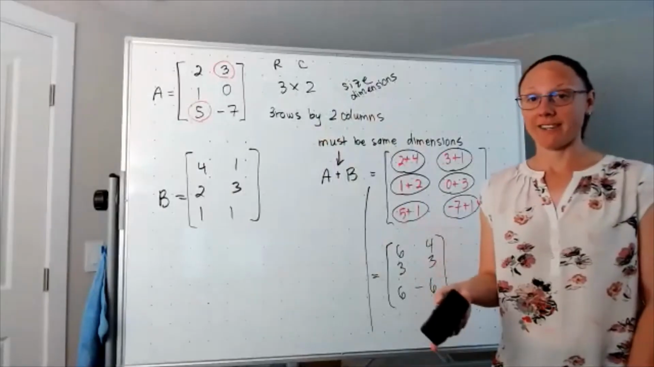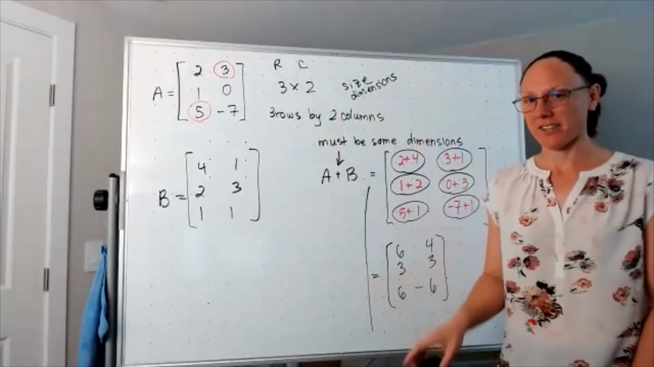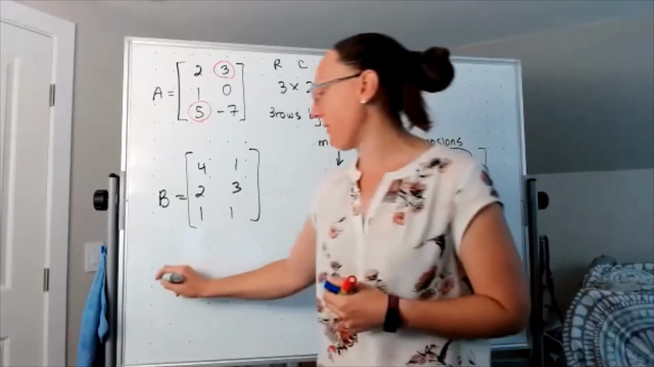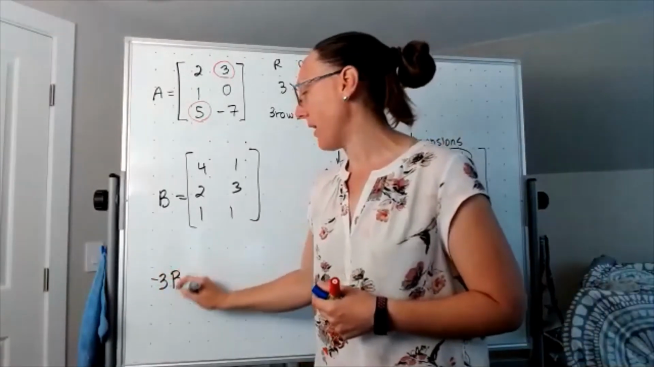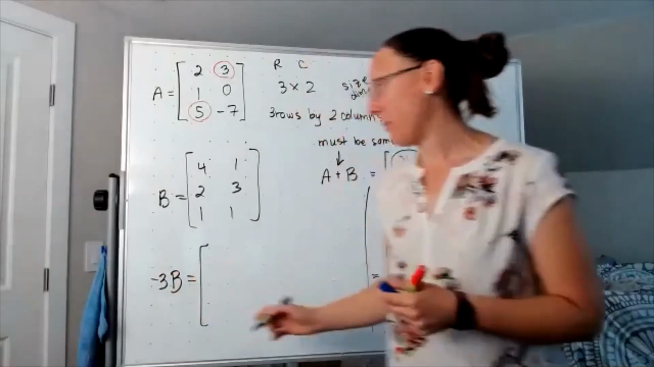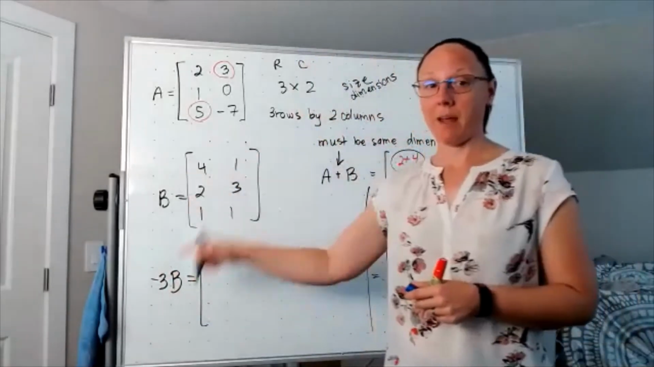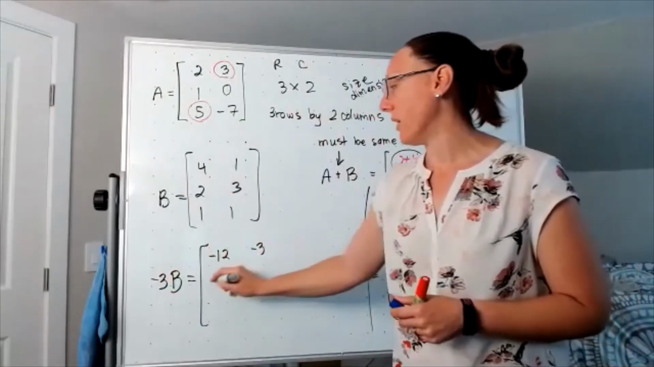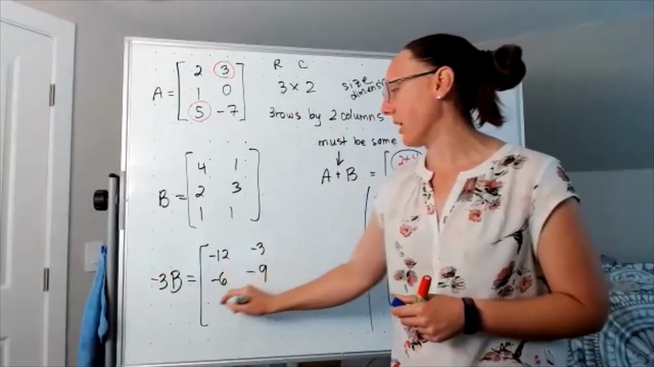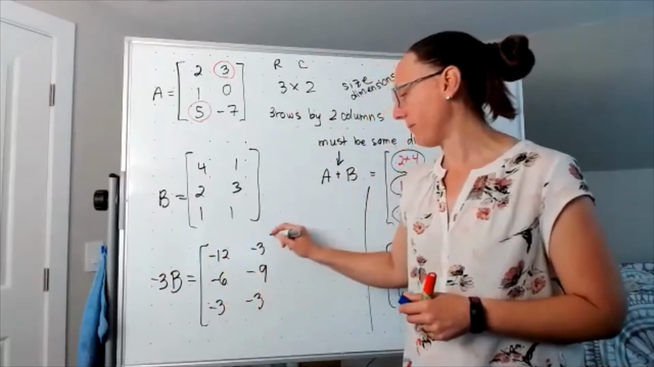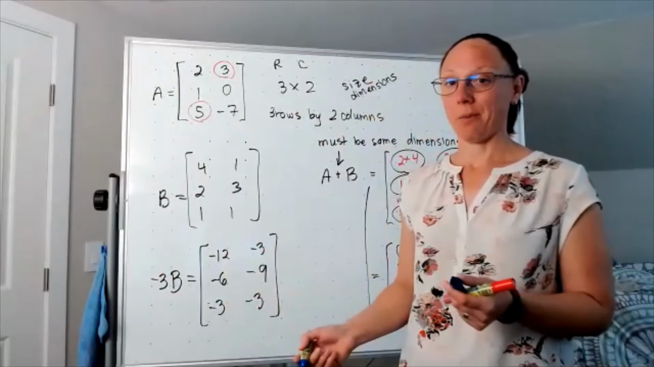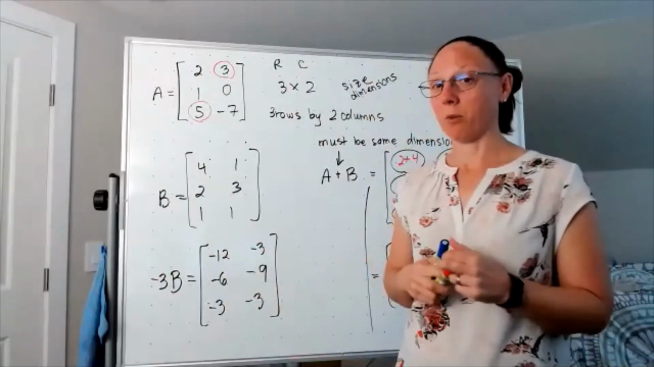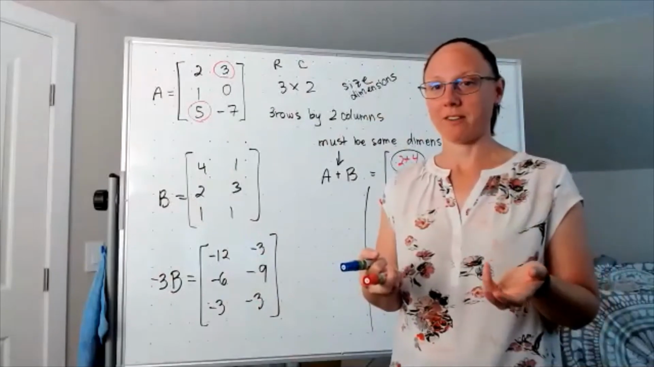What if there's a constant? I said that we can't add a constant to a matrix, but we can multiply by a constant. So if I wanted to find -3b, that means take every number in b and multiply it by -3. So I'd have -12, -3, -6, -9, -3, -3. Kind of boring. The interesting stuff happens when we try to multiply a matrix by another matrix.